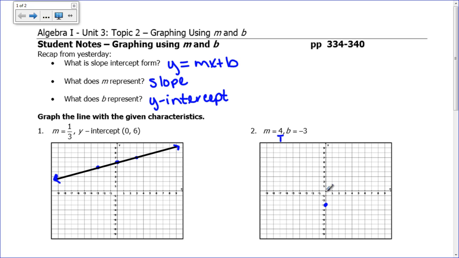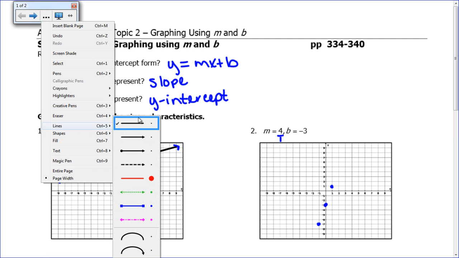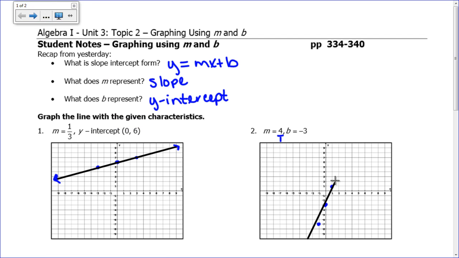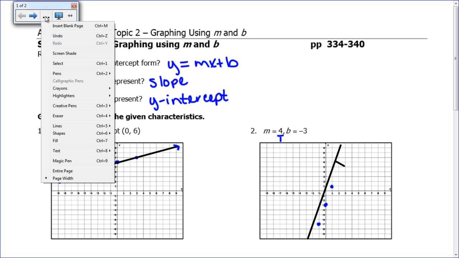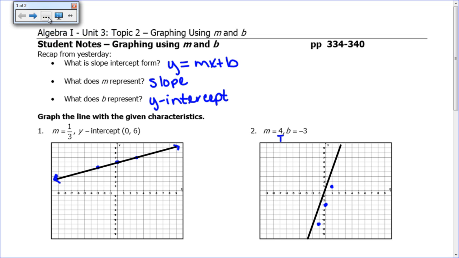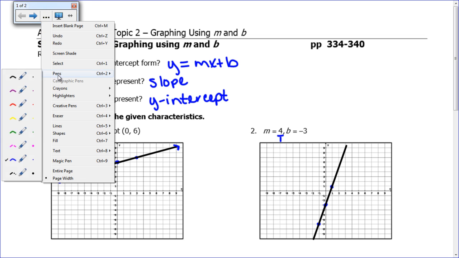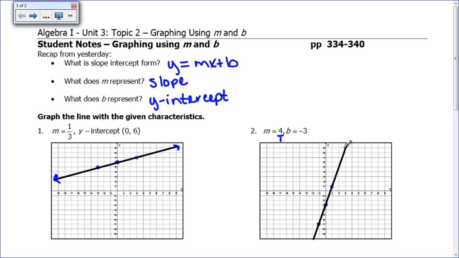So I'm going to go up 1, 2, 3, 4, and over 1. Or I can go backwards. I can go down 1, 2, 3, 4, and left 1. And there's my line. And again, I can connect it so that I have a line on my graph. And that's all there is to it. So you take your y-intercept, you graph it, and then you use your slope to find another point.